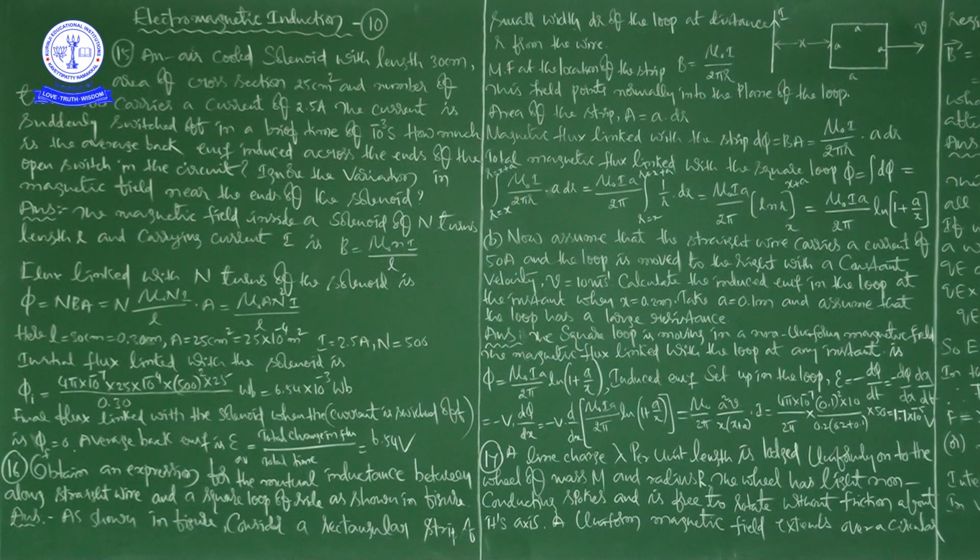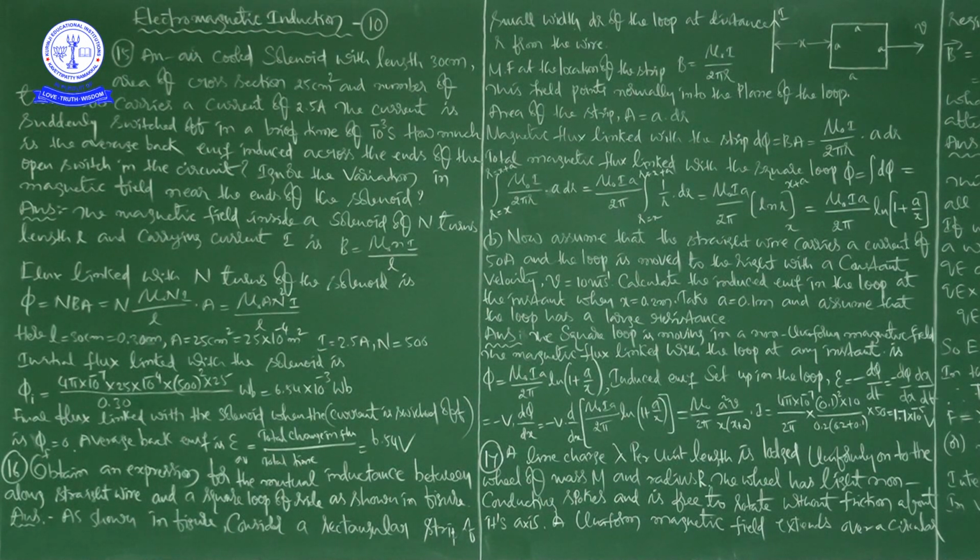Okay. So, the mutual inductance. Obtain an expression for the mutual inductance between a long straight wire and a square loop of side a, as shown in the figure. So, that is the figure.